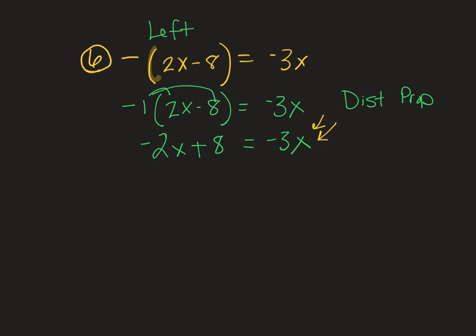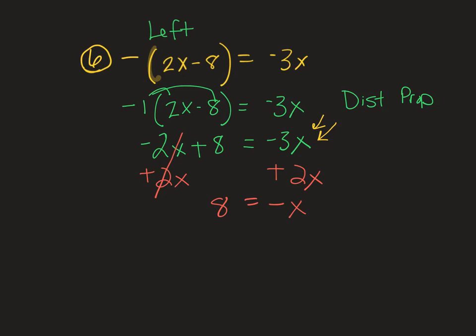If I take this negative 2x and I work with the inverse of a positive 2x, the negative 2x and positive 2x will cancel out, leaving 8 on the left side. Over here, a negative 3x and a positive 2x will leave me with a negative 1x.